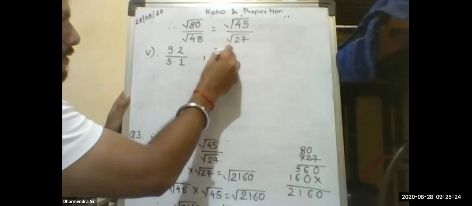So now, last problem, that is question number 3, fifth one. 9.2 when divided by 5.1, and another ratio is 3.4 when divided by 7.1. What is the relation between them?